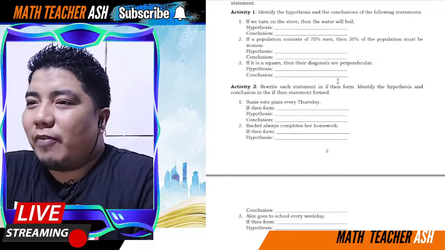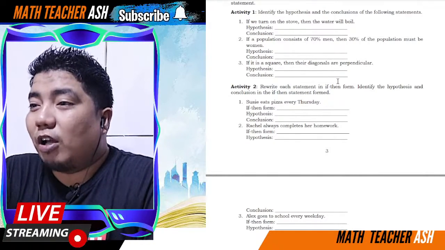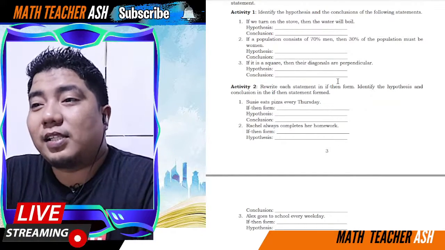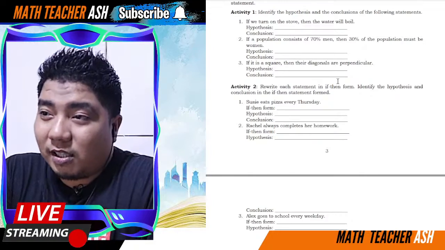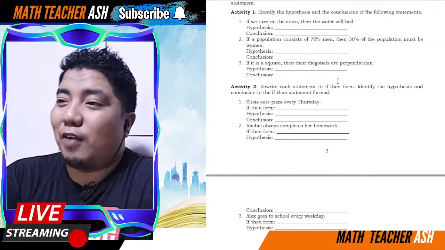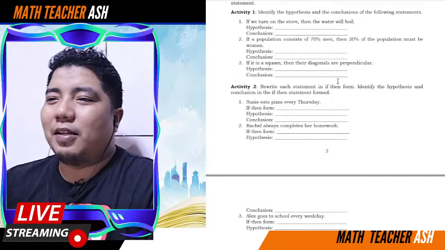Number 2, if a population consists of 70% men, then 30% of the population must be women. Okay, so the hypothesis is a population consists of 70% men. Conclusion, 30% of the population must be women. Ganon lang kadali, my dear math learners.